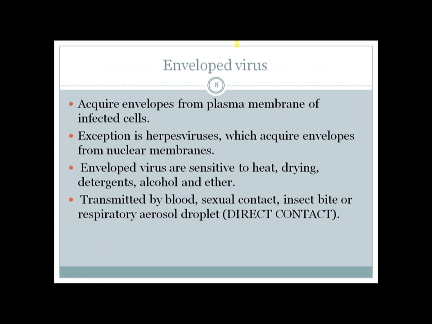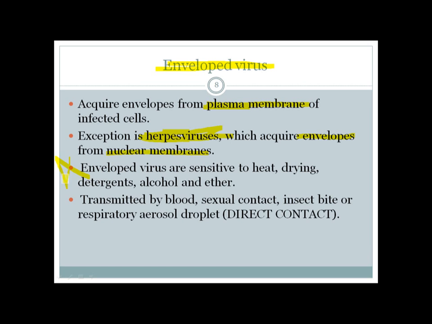Okay, and almost all enveloped viruses acquire their envelopes from the plasma membranes of the cells that they infect. But there is a specific group, the herpes virus, which is a DNA virus, and as a DNA virus it infects the nucleus, so it resides inside the nucleus and replicates there. When the herpes virus gets out from the nucleus, it takes up the nuclear membrane. So the herpes virus has an envelope acquired from nuclear membranes.